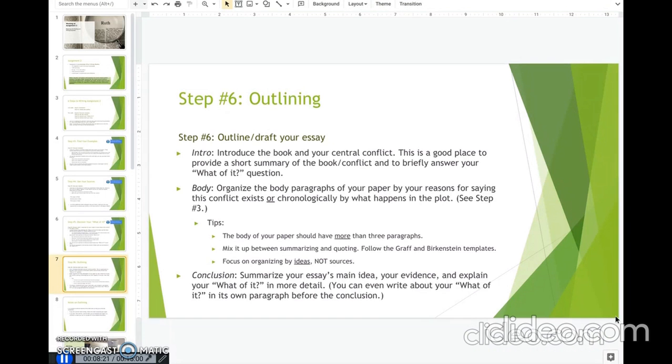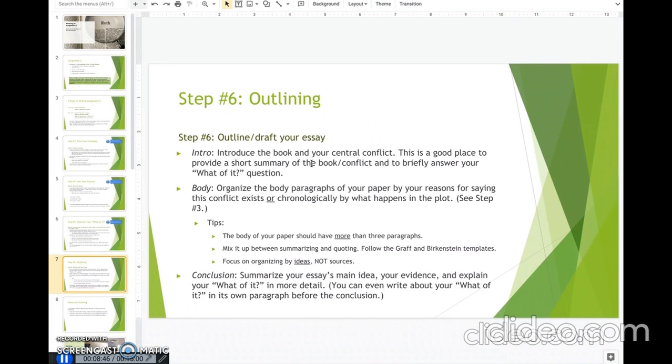All right, the last step, which is outlining, and you'll probably work on this more this weekend, but your paper should have 3 clear sections to it. You should have an introduction paragraph that introduces the Book of Ruth and your central conflict, and this might be a good place in your paper to provide a short summary of the Book of Ruth and the conflict and how this conflict plays out in the book.